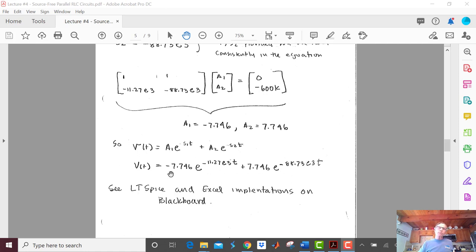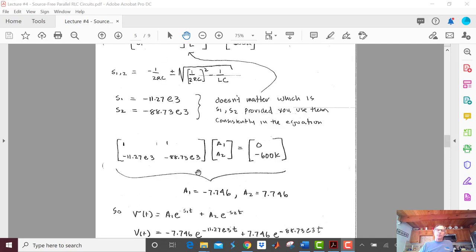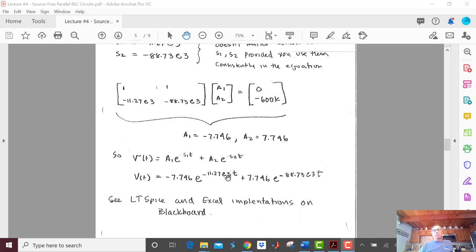How would I check this? Here's what I do. I know what V of 0 plus is, right? We figured that out up here. We said it's 0. So just substitute 0 in. Well, let's see if I substitute 0 in. My e's both become 1s, and I'm minus 7.75 plus 7.75 looks like 0 to me. So that worked. And then what I might do is take a quickie derivative here. So, okay, the derivative of this thing, it's easy. I don't need the chain rule or anything like that. I just move my 11.27 e to the minus 3 down here. And then again, I substitute in 0. And I better get my dv/dt at 0 plus.